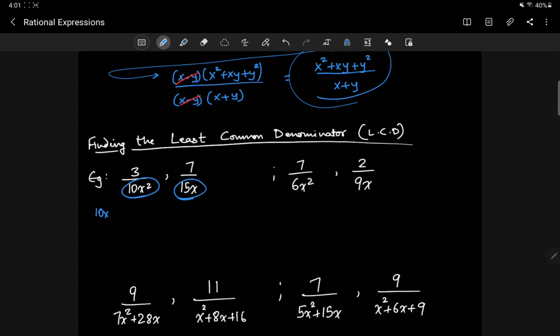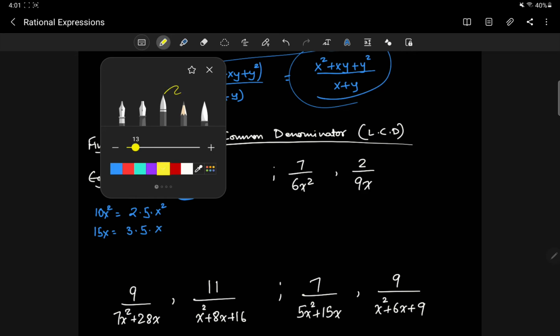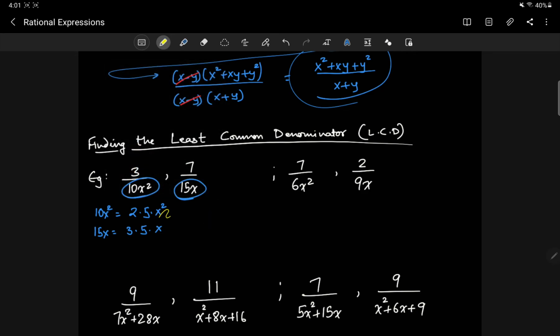So 10x squared is 2 times 5 times x squared, and 15x is 3 times 5 times x. So when I collect, the highest power of x is x squared, the highest power of 5 is 5, the highest power of 2 is 2, and the highest power of 3 is 3. So the LCD is 2 times 3 times 5 times x squared, which comes out to 30x squared.